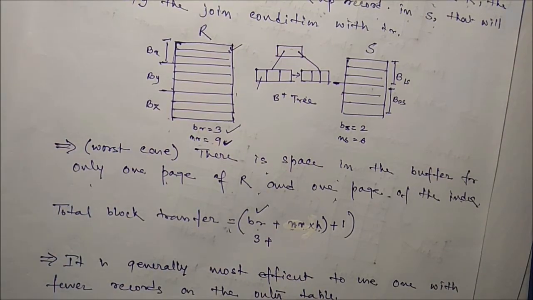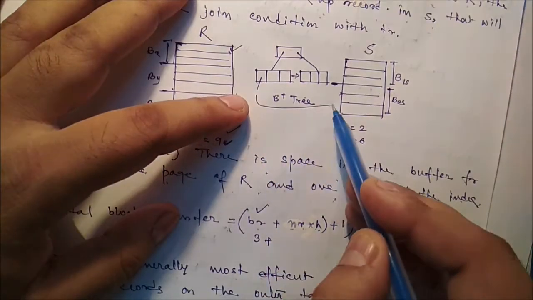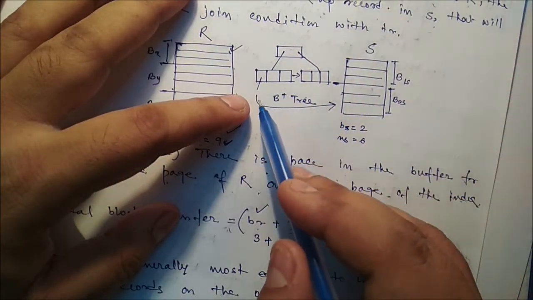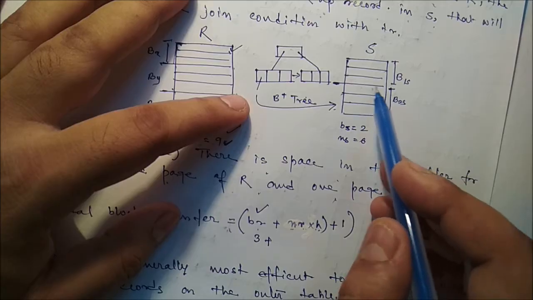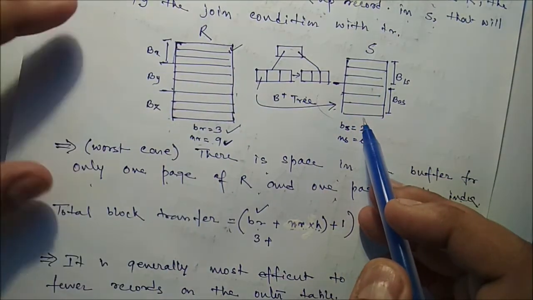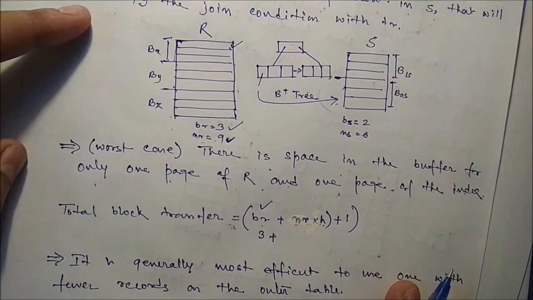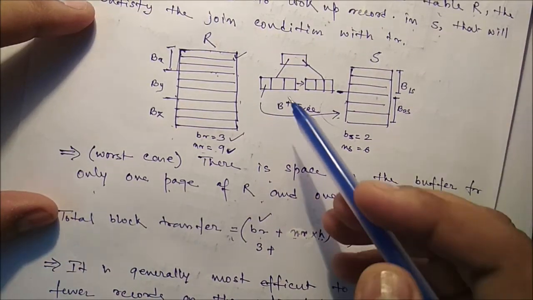Are you getting this one? So after getting the address, we have to identify this particular address and transfer this particular block to access this particular data. Total block transfer, just explaining once again.